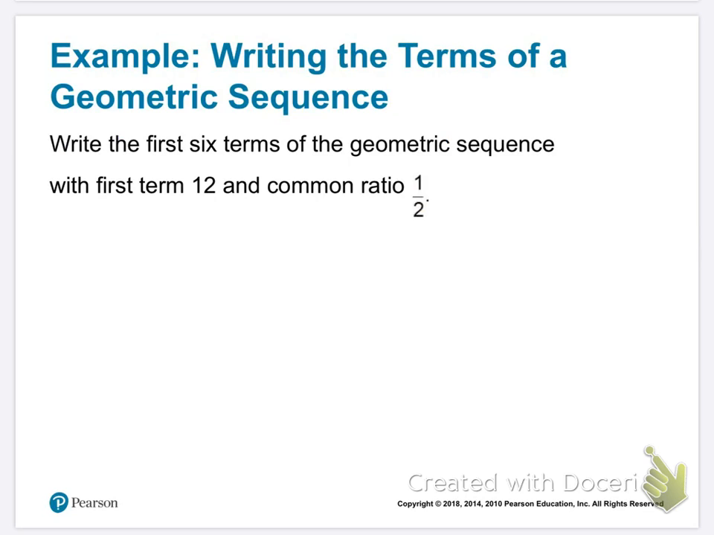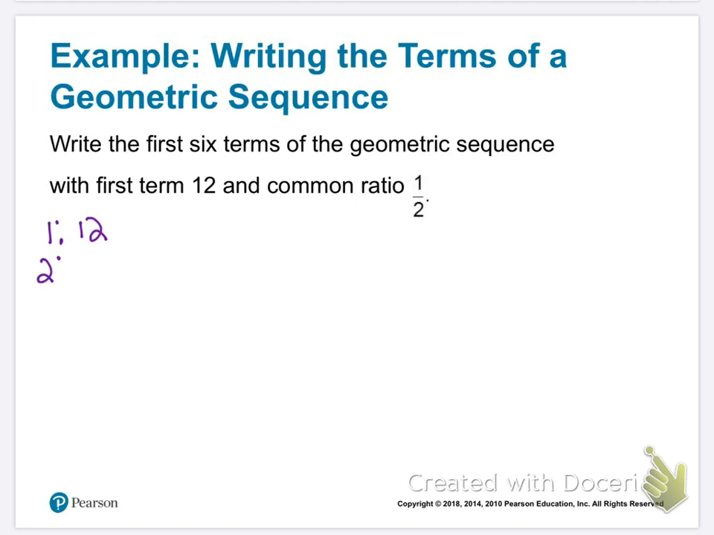So we're going to begin with the first example. It says write the first 6 terms of the geometric sequence with first term 12 and common ratio of 1/2. So we know our first term. Let me change colors. So our first term is going to be 12.